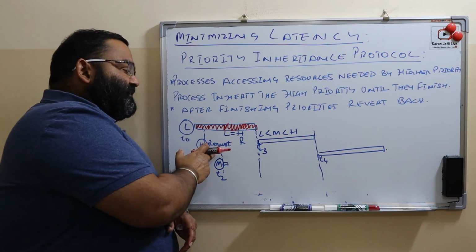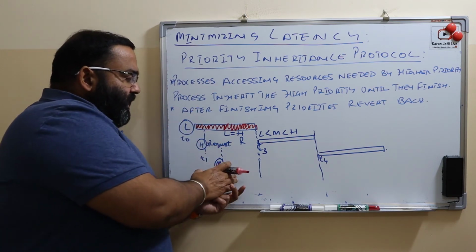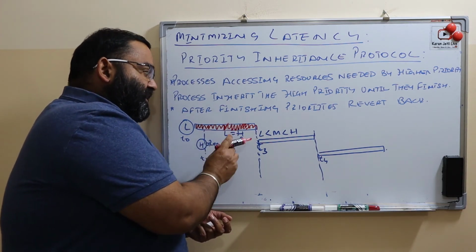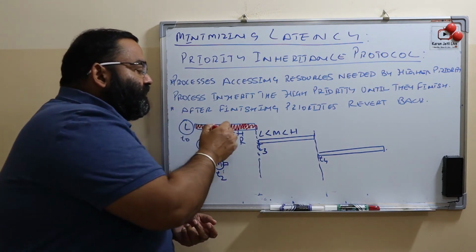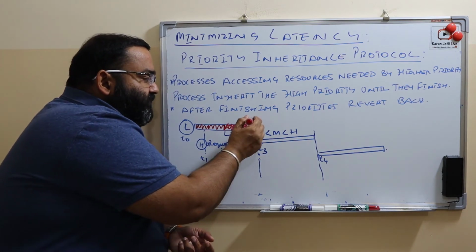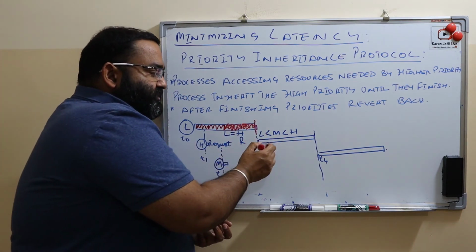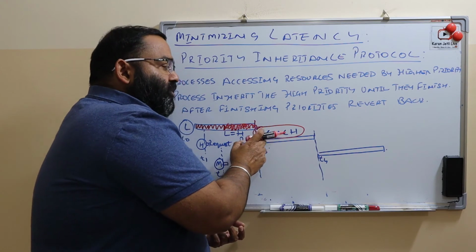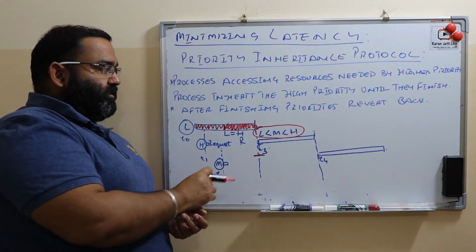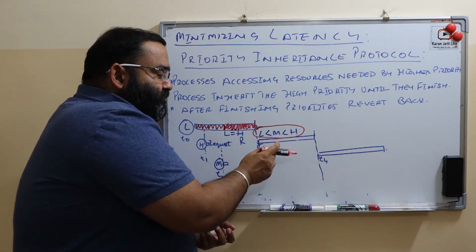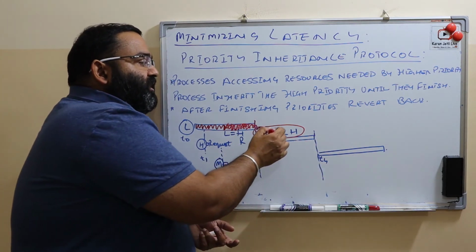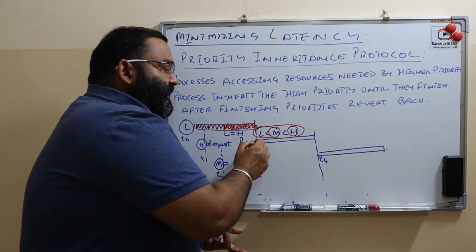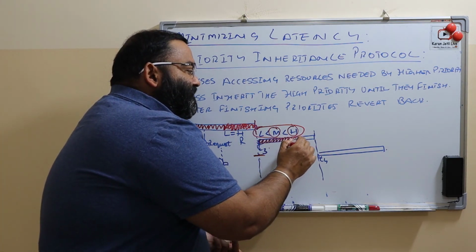So here L inherits H, and then at time T2 M comes. Again the priority of L is H, so it continues. After it finishes, suppose it finishes at time T3, again the priorities are reverted back. L is small, M is more, H is high. Okay, so now when you compare the priority, what are we comparing? We are comparing M and H, because the priorities are reverted back. So which process will run? H will run at time T3.